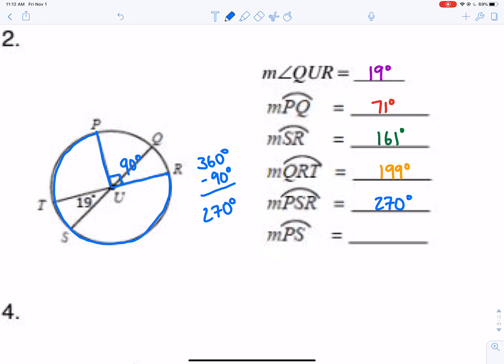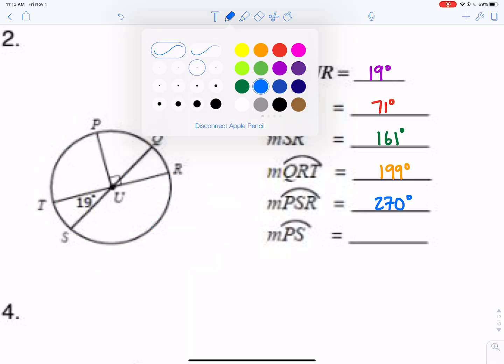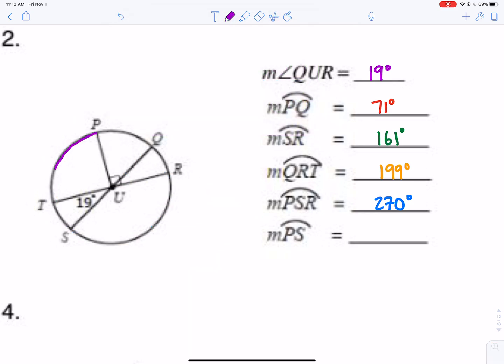And then the measure of arc PS. All right, so let me erase this again. The measure of arc PS. So from P to S. And by the way, you normally go the shortest way possible if they only give you 2 letters. So directly from P to S would just be 90 plus the 19. I know that one's 90 because these two are a linear pair right here. And that would be 90 plus 19, which is 109 degrees.